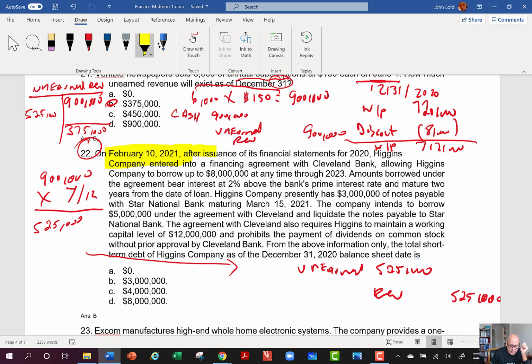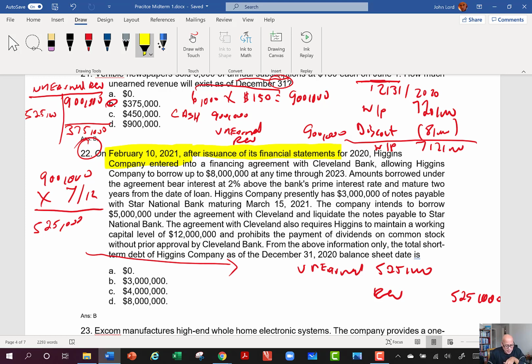Now this contract, they're telling us it's after the issuance of the financial statements. If it's after the issuance of the financial statements, it's clearly after the year end, and the only time we're able to move a current item into the long-term section is when we have either refinanced it before the issuance of the financial statements, or we have had a contract in place to refinance it before the date of the financial statements, December 31st, let's say year end.